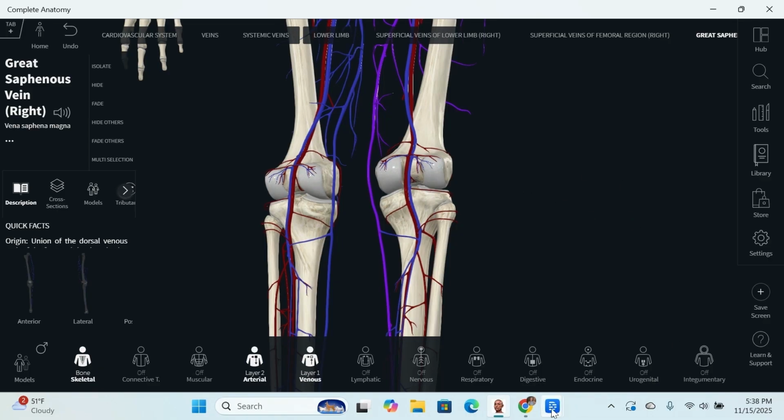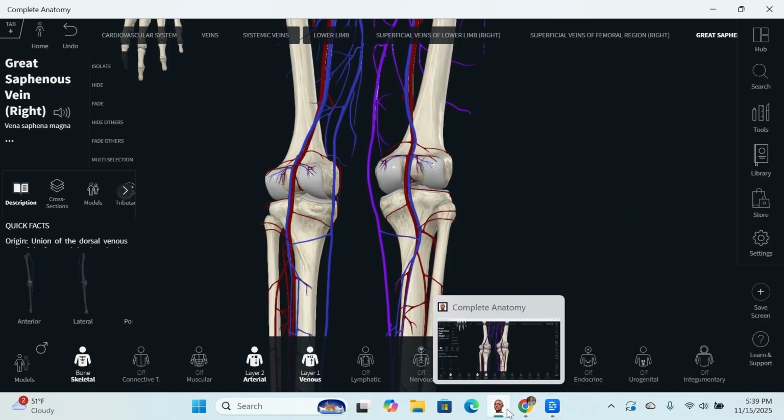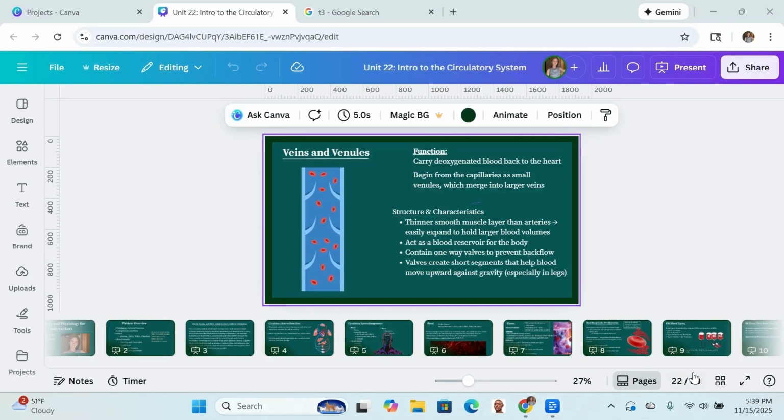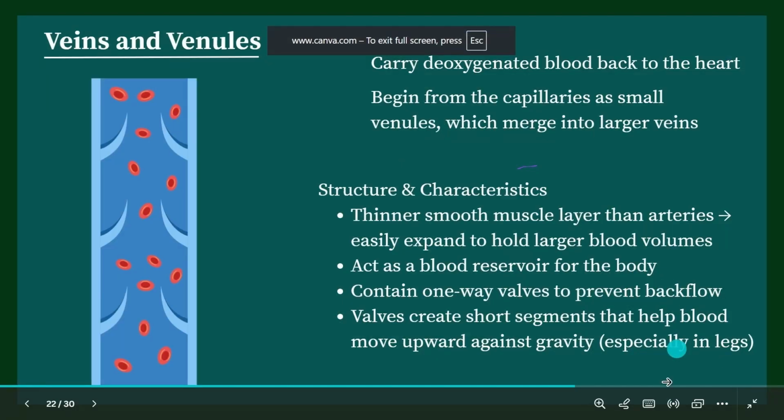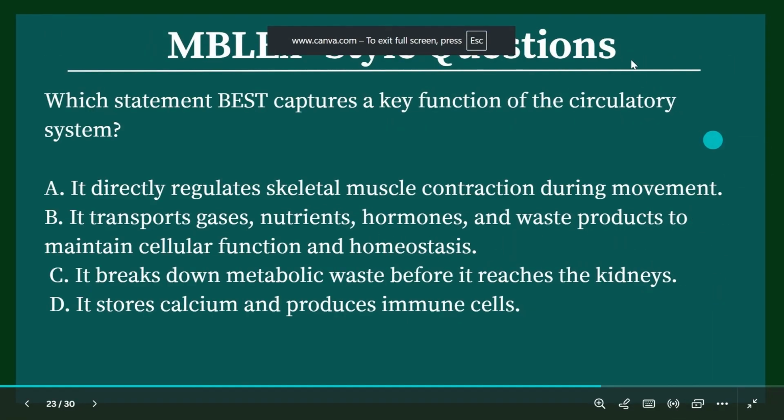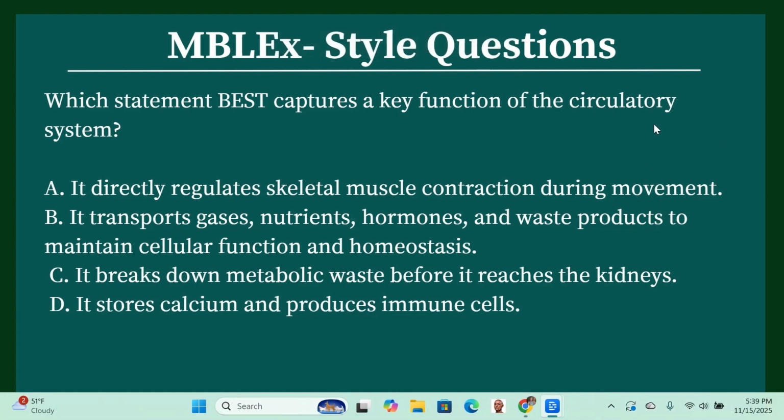Okay, so let's get back to our presentation here and look at those MBLEx questions. All right. Which statement best captures a key function of the circulatory system? Back to the functions. A, it directly regulates skeletal muscle contraction during movement.